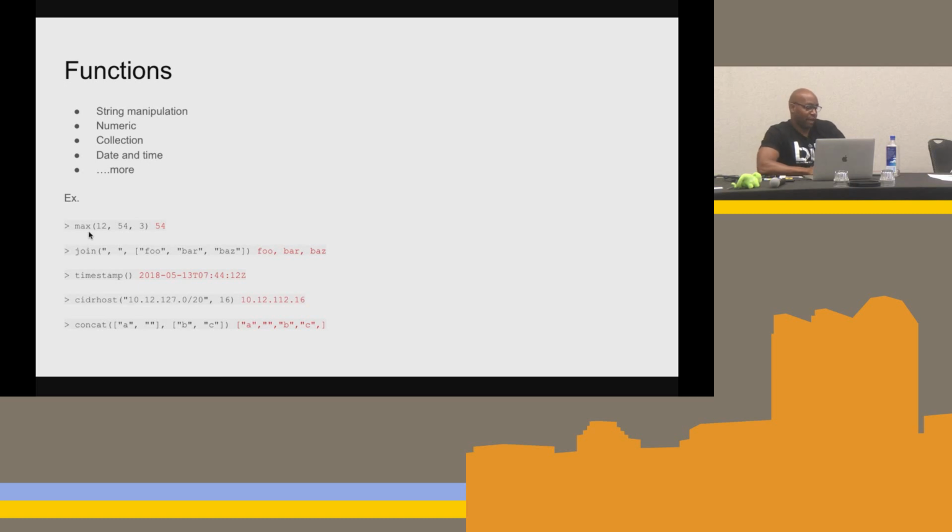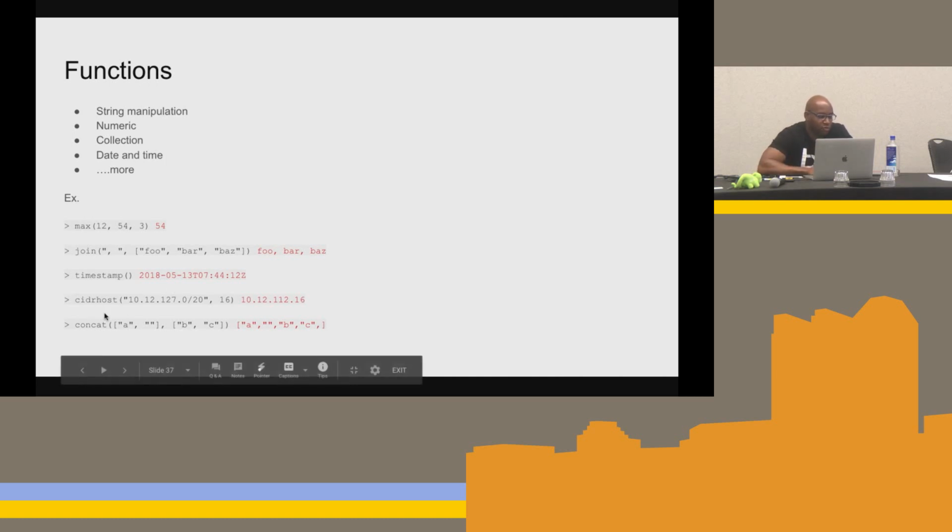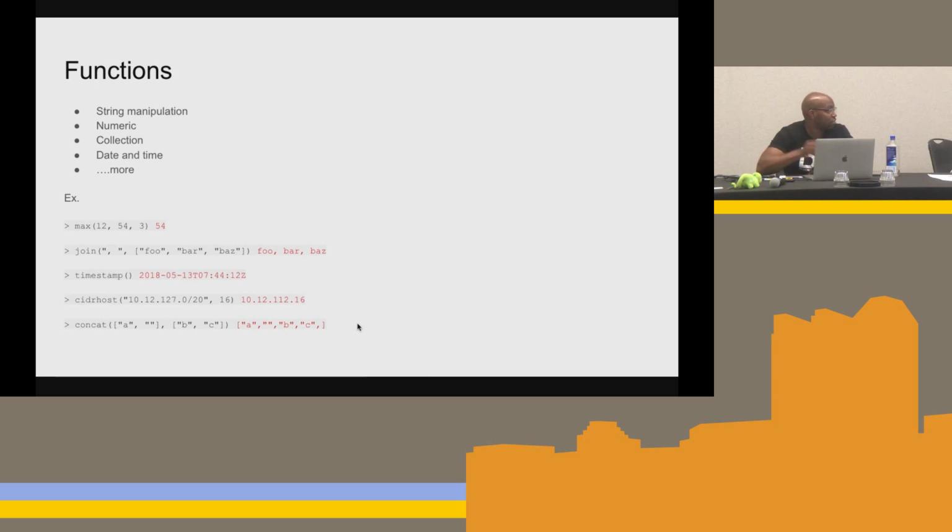So you can do things like max or join. You can do a timestamp, which is useful if you're doing things that need a timestamp prepended or appended to it, right? cidrhost, so you can do networking stuff as well. Concatenation. This is just giving you an example: you have two lists, A and B and C, and then you concatenate those, you get a new list.